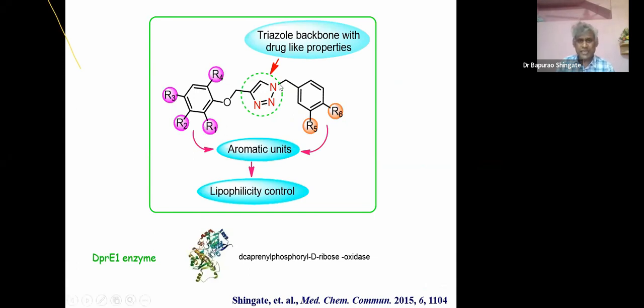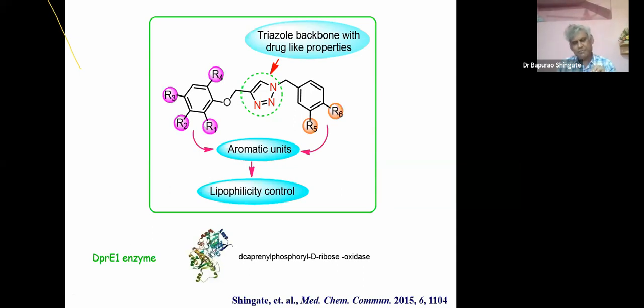See, this is a 1,2,3-triazole, and this triazole backbone displays drug-like properties. This is the aromatic part, and this is a lipophilic control, as well as there is some ethereal linkage. And how to make this particular compound? We have designed this molecule and docked it against the enzyme DprE1, which is an anti-tubercular enzyme.